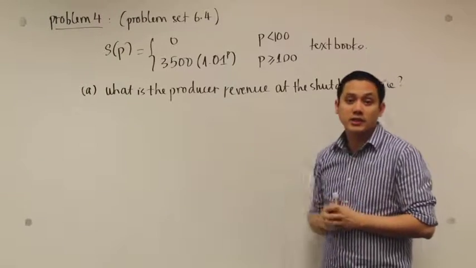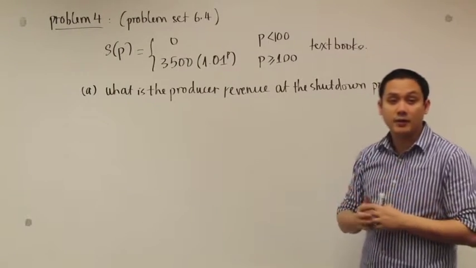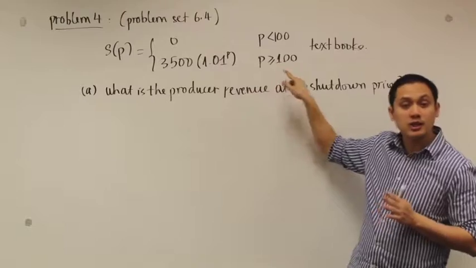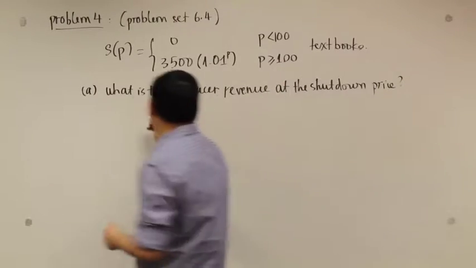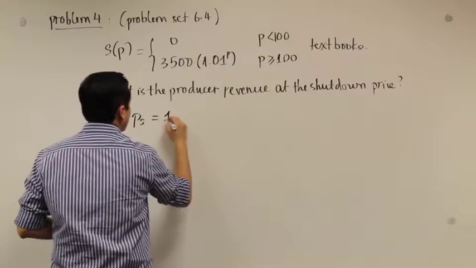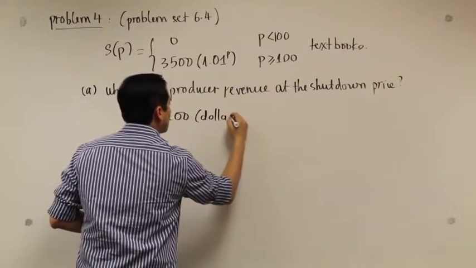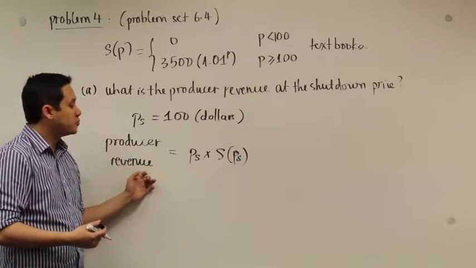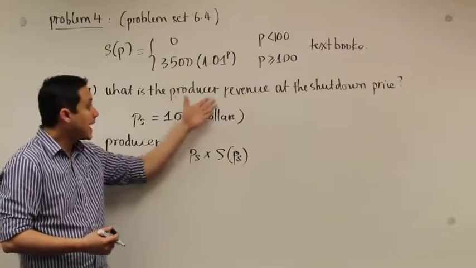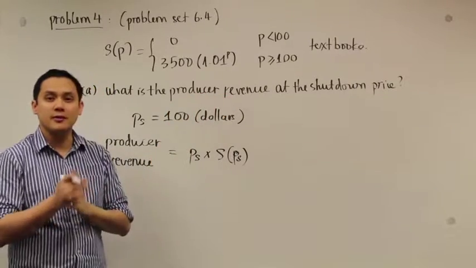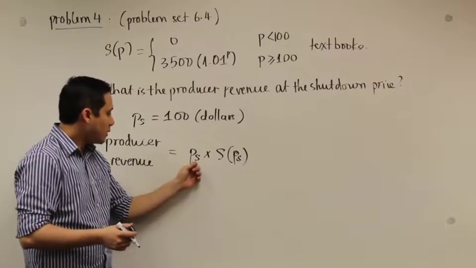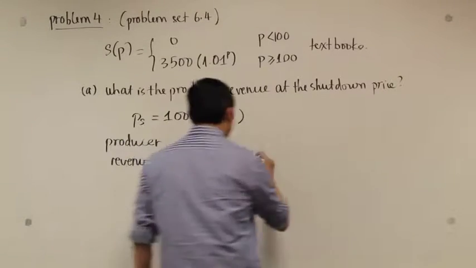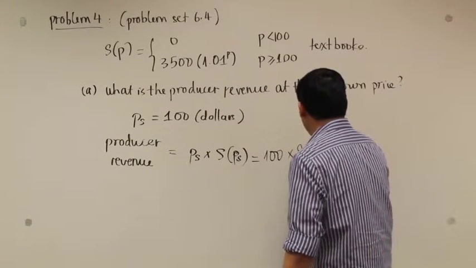And in part A, the question is what is the producer revenue at the shutdown price? You can see in the supply function, the shutdown price is P equal to $100. So I have P sub S equal to $100. Here we want to calculate the producer revenue, which is equal to the shutdown price multiplied with the supply at this price. So that is, I have 100 multiplied with S of 100.